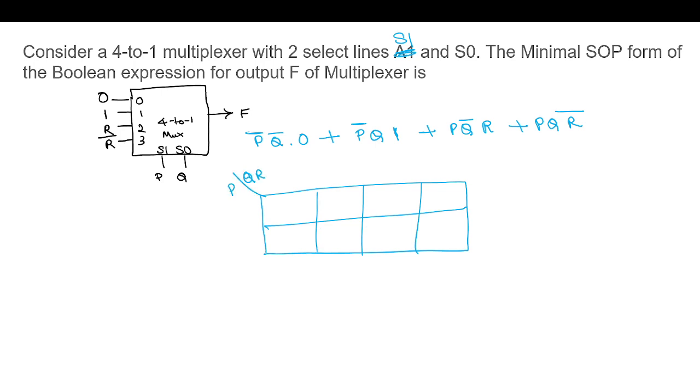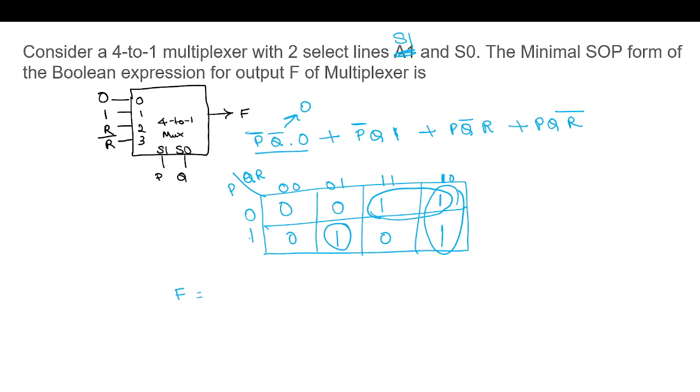Writing the PQR combinations, we look at the minterms: 0, 0, 0; 1, 1, 1; 1, 0, 0; 1. For P bar Q, Q should be 1. Next is P Q bar, 1, 0, 1. Next is 1, 1, 0. Now simplify it.